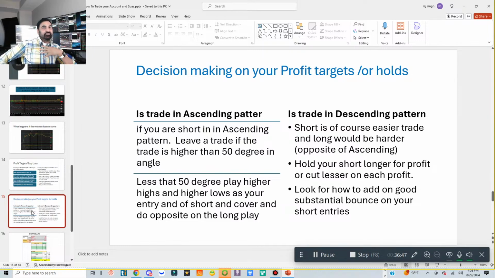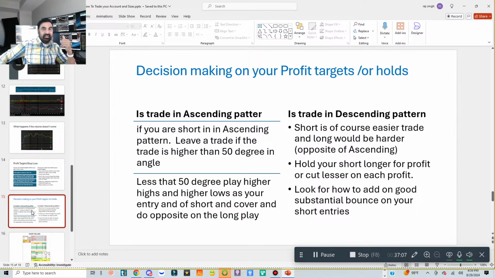And I don't have to remind you, you're brilliant enough. You're a human. You're a trader, and you should be able to analyze: is the trade in an ascending channel, and are you short? Can you afford to hold your profit in a short on an ascending channel? No, sir, you cannot. All right?